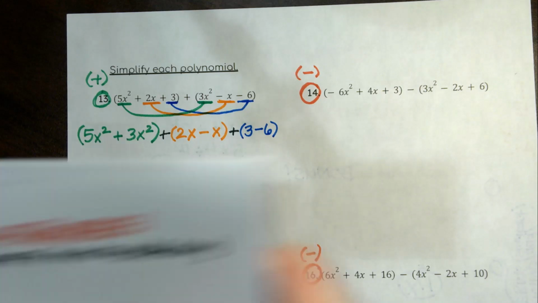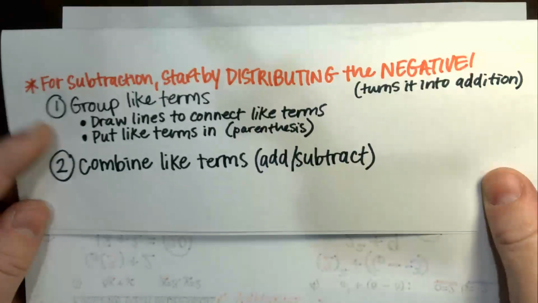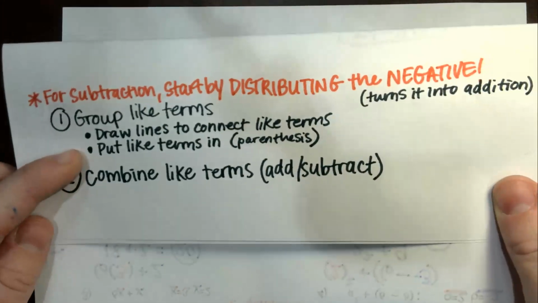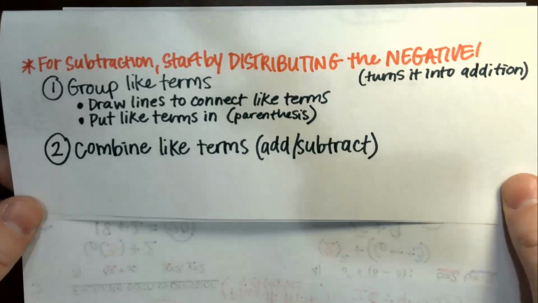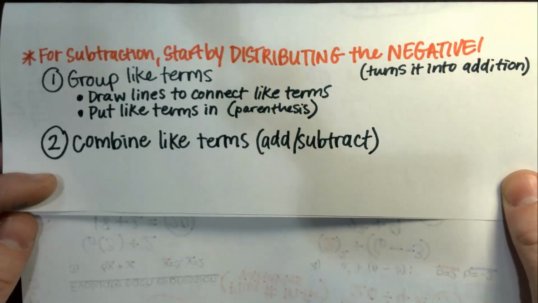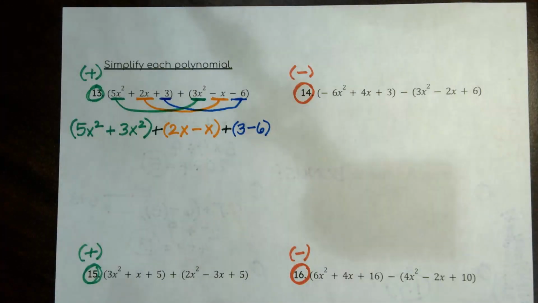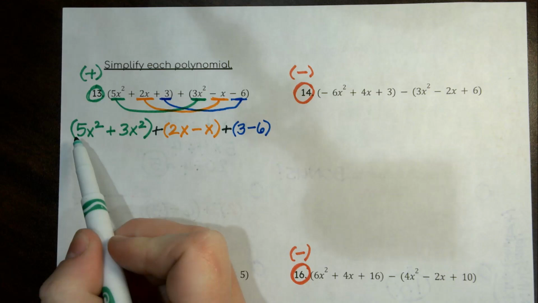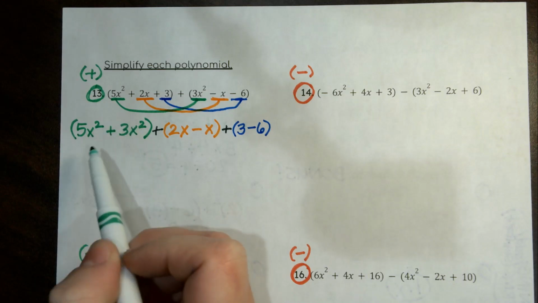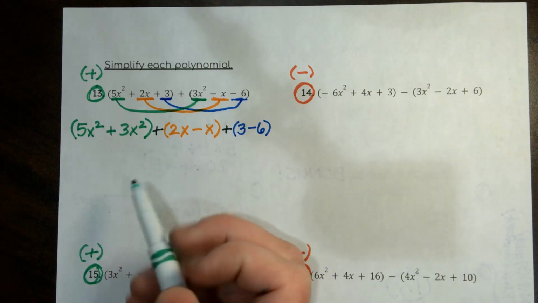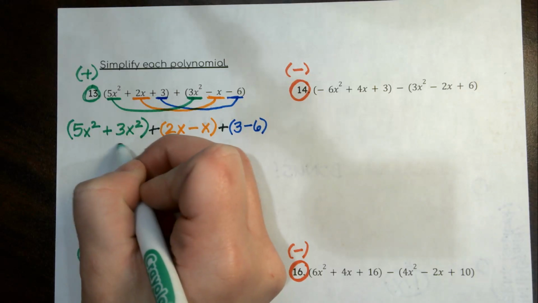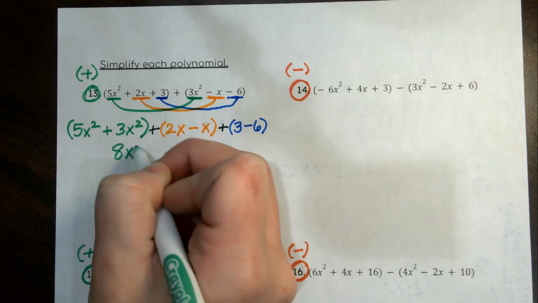So we've officially finished step 1. We've put our terms in parentheses, so all we have to do now is combine those like terms, which is just adding and subtracting, guys. All we're doing is solving each of the things in here. It looks a little scarier than it really is. I'm really just doing 5 plus 3 and writing x squared next to it. What's 5 plus 3? 8. And then you got to write your x squared.